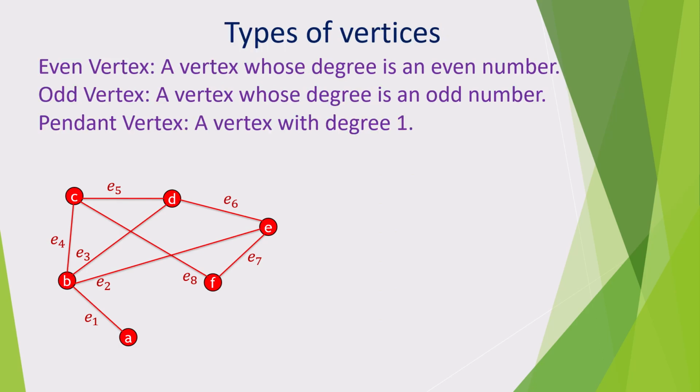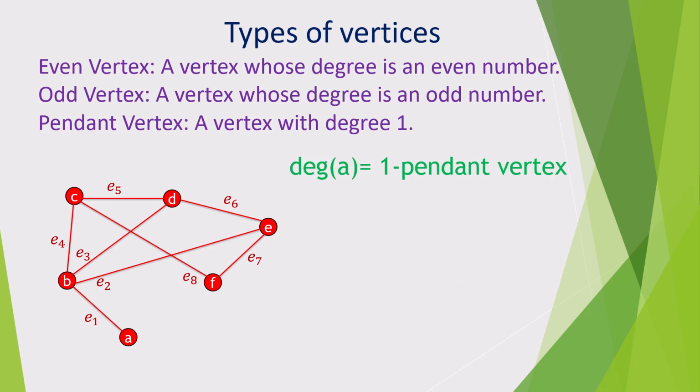Now the next concept is types of vertices. Depending on the degree of each vertex, there are three types of vertices. First is even vertex, second is odd vertex, and third is pendant vertex. An even vertex is a vertex whose degree is an even number. An odd vertex is a vertex whose degree is an odd number, and a pendant vertex is a vertex whose degree is 1.